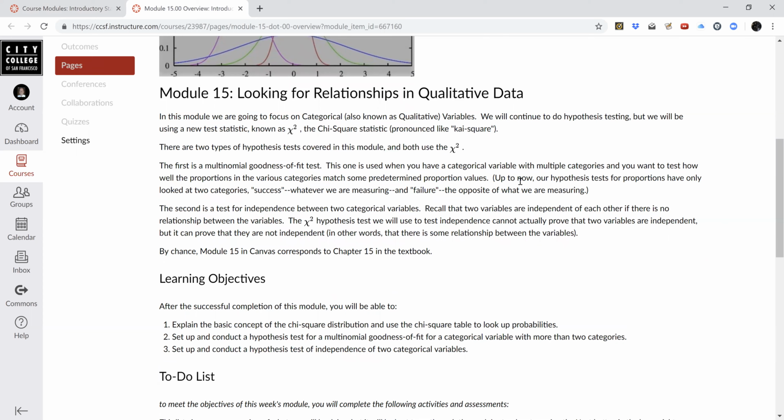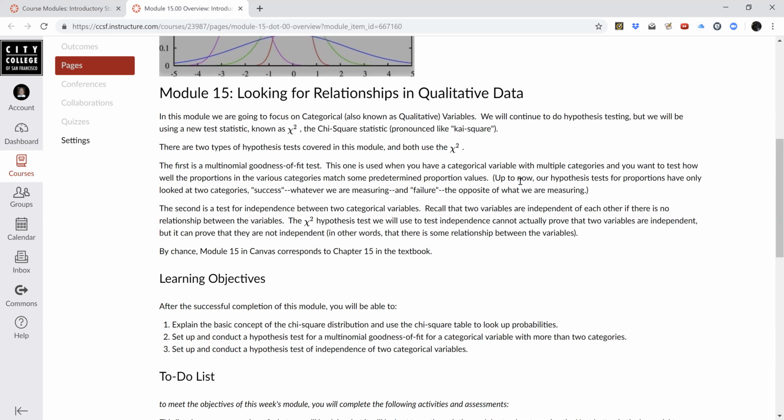The second kind of test is to look for what is known as independence. In other words, we want to find out whether there is a relationship between two categorical variables, whether knowing the category that an element belongs to for one variable gives us some information that helps us determine the more likely category it's going to fall in for another variable. If that's true, we say the two variables are related, which means they are not independent.